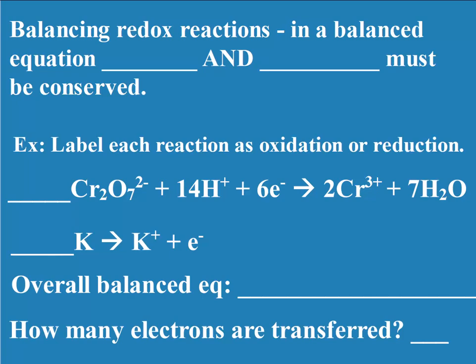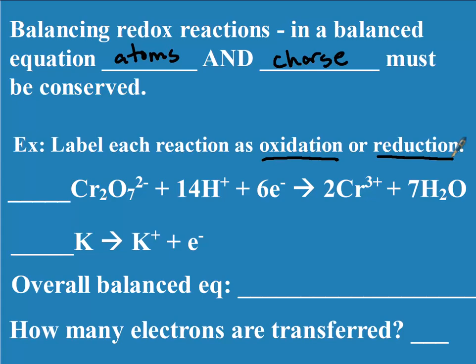When balancing redox reactions, just like when balancing all reactions, you have to pay attention to the charge and the atoms. So in a balanced equation, atoms and charge must be conserved, but you've got to pay extra attention on redox reactions. So if you're given two half reactions, like in this problem, these reactions are going to get added up, so one of them is oxidation and one of them is reduction.